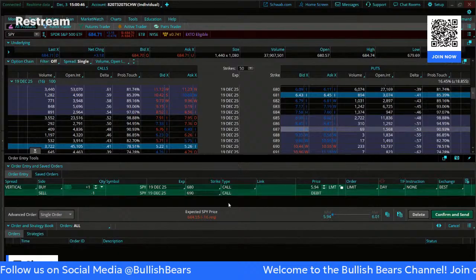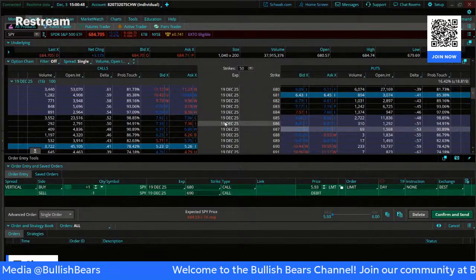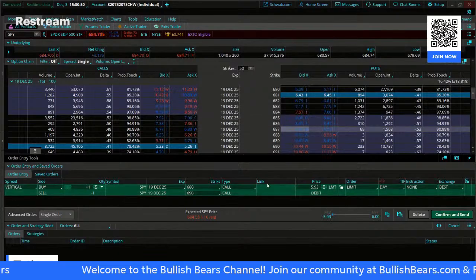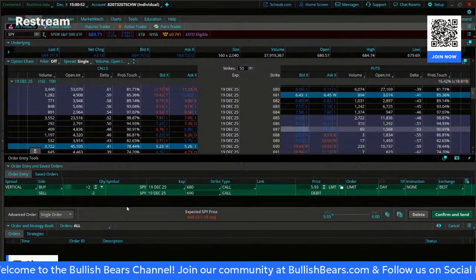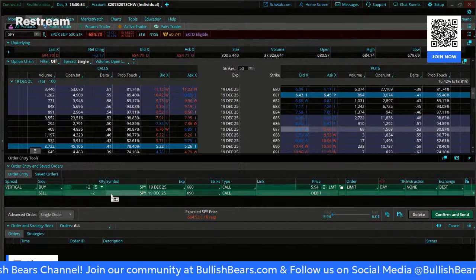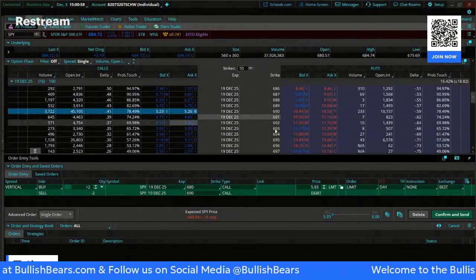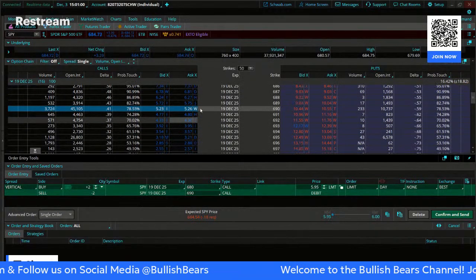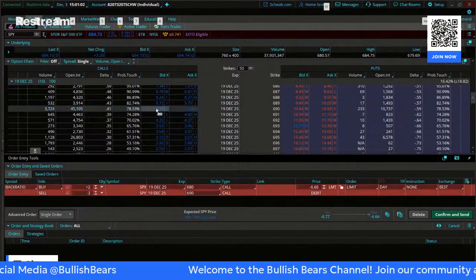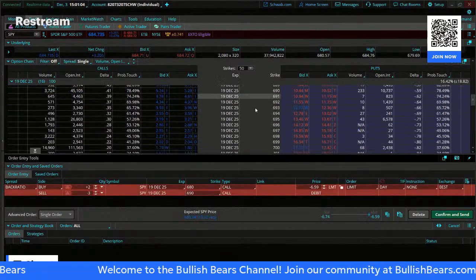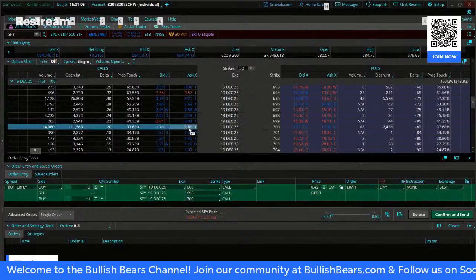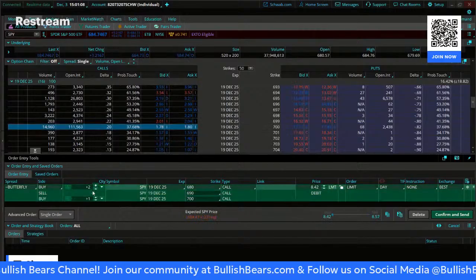That is a long vertical and it's part of the butterfly. But I don't need just one. Let's get two. Ta-da! Now I've got two verticals right there. Now I want to add another vertical and turn this into a butterfly. So I'll sell that one more time and I'll come out here and I'll buy that. Now we've got a 2, 3, 1.